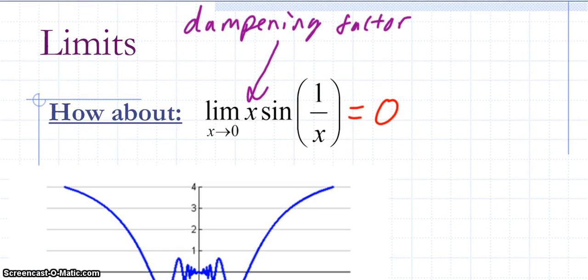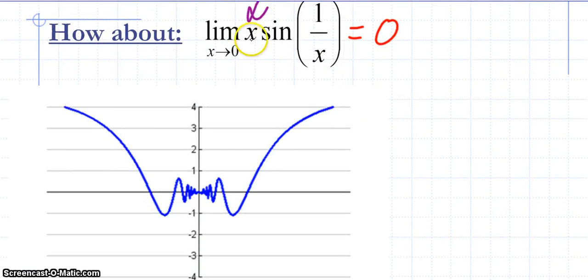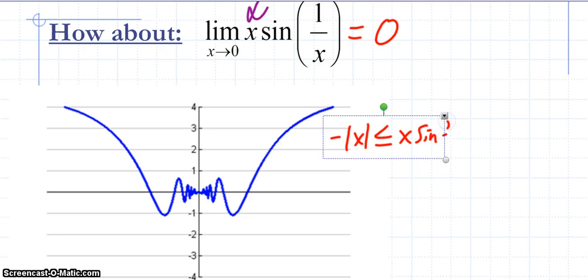So if I look back here, because of this dampening factor, the function is dampened by the line y equals x and y equals negative x. But another way that I can write that to help me see the squeeze theorem is I know that negative absolute value of x is less than or equal to x sine of 1 over x, which is less than or equal to the absolute value of x.